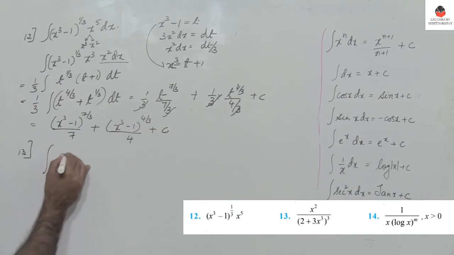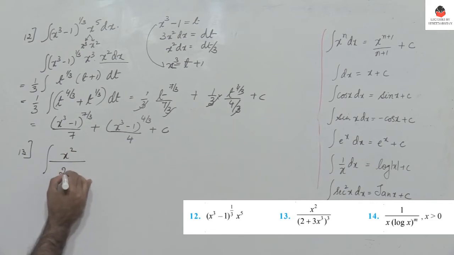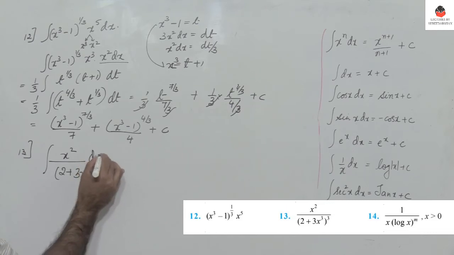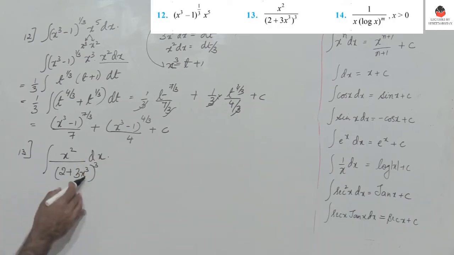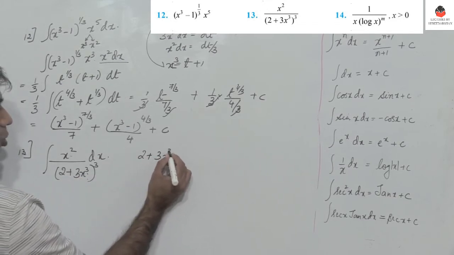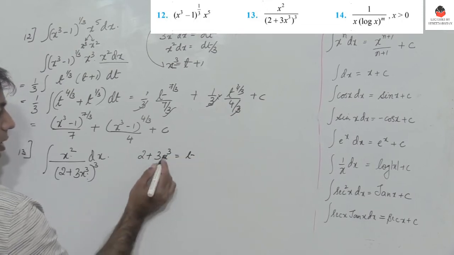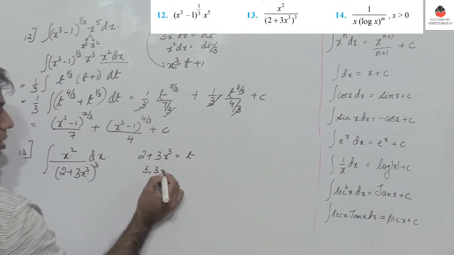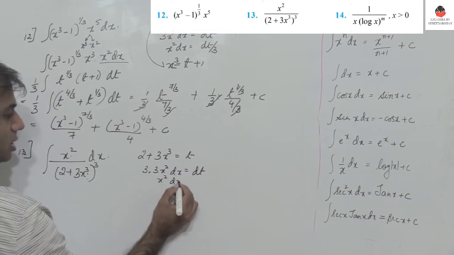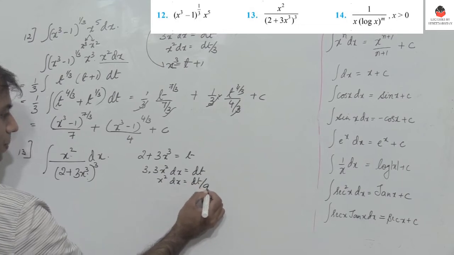13th one, integral x square divided by 2 plus 3x cube the whole cube dx. So again you have 2 plus 3x cube in the denominator. So observe that if I differentiate x cube, you get 3x square and you have x square in the numerator. So put this as t. So substitute 2 plus 3x cube equals t. So you get 3 into 3x square dx equals dt. Or what is x square dx? It is dt by 9.